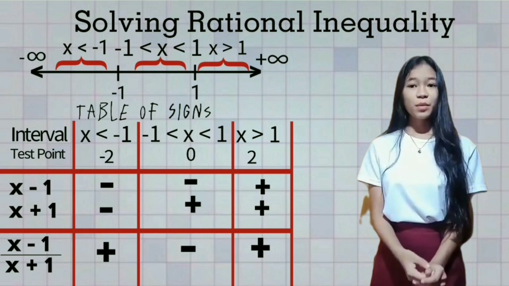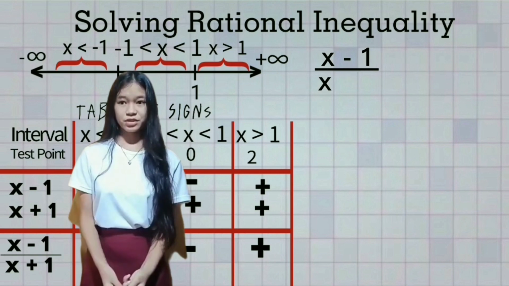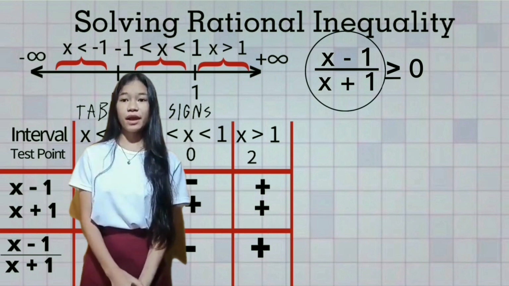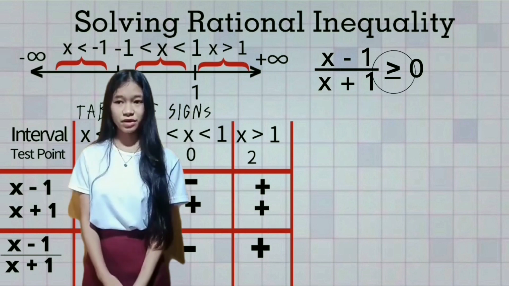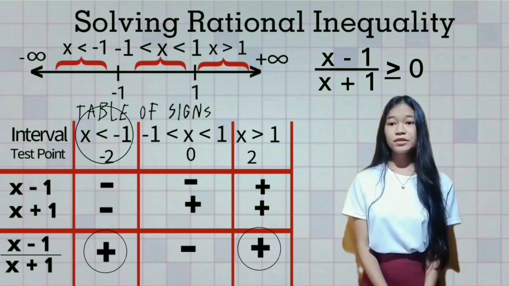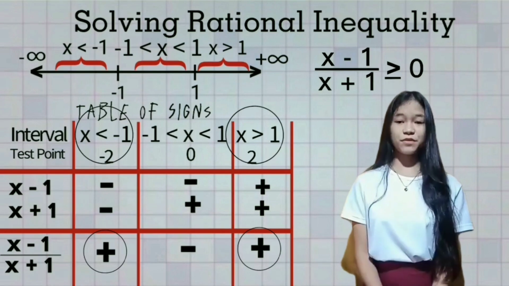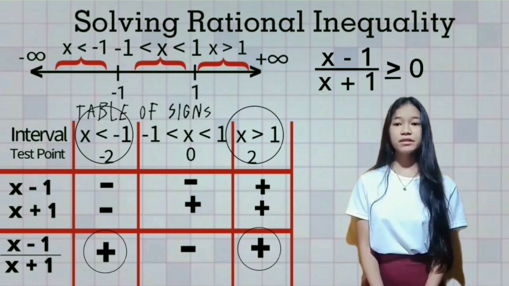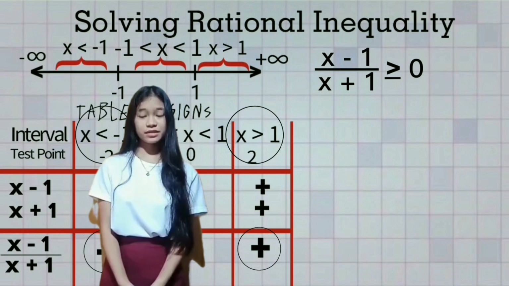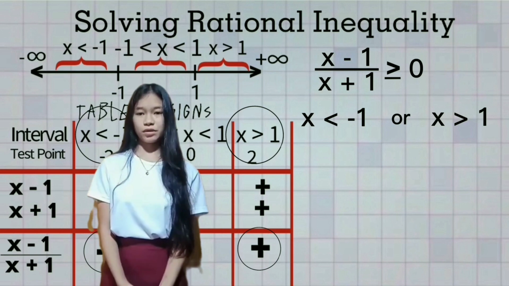Okay, now after we got our signs, let's get back to our given general form. As you can see, if we divide x minus 1 by x plus 1, it must be greater than 0. So now, what are the numbers that are greater than 0? Of course, those positive numbers. In our table of signs, we have 2 positive. So therefore, our final answer is x less than negative 1 and x greater than 1.